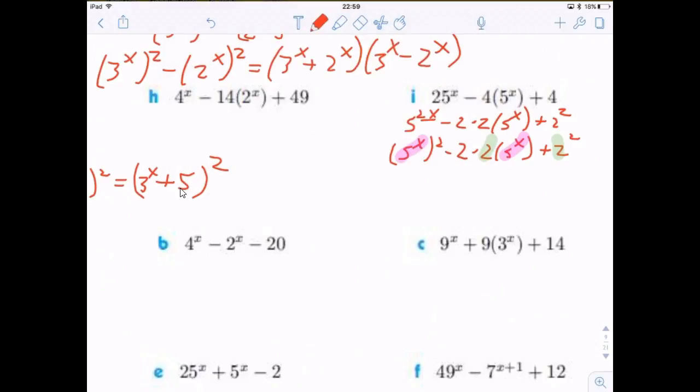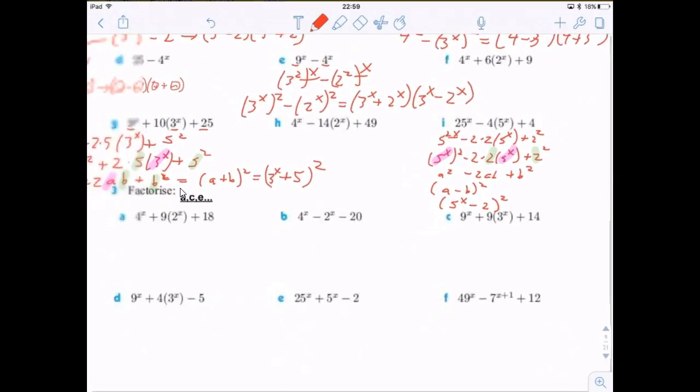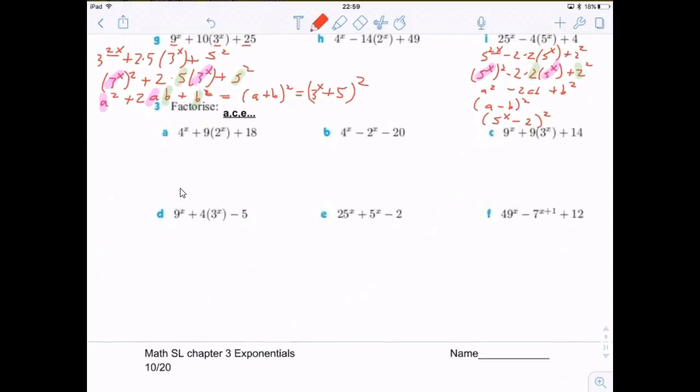We're going to get a squared minus 2ab plus b squared. This factors into a minus b squared. So the a is 5 to the x, the b is 2 squared. Okay, and let's go to the next section, last section.